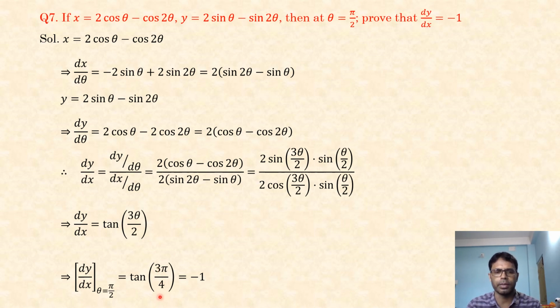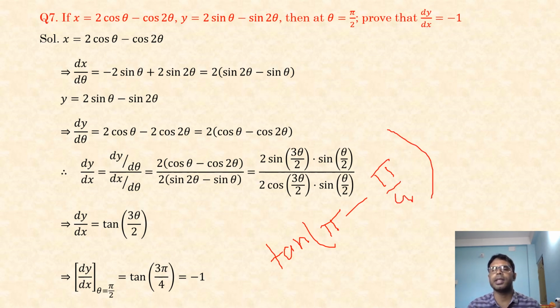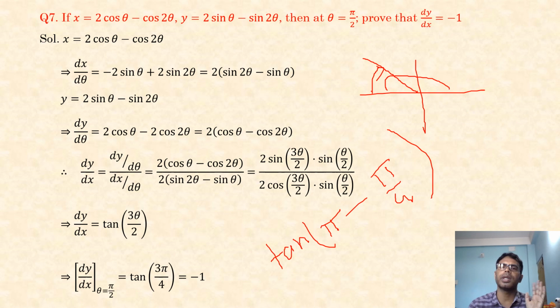Ultimately it becomes 3π/4. And how does 3π/4 come? 3π/4 is equal to pi minus pi/4, coming into the second quadrant. So it is tan of pi minus pi/4, which is in the second quadrant. So the tan function would stay positive as it is, and tan would stay positive, so I can write tan pi/4 only.